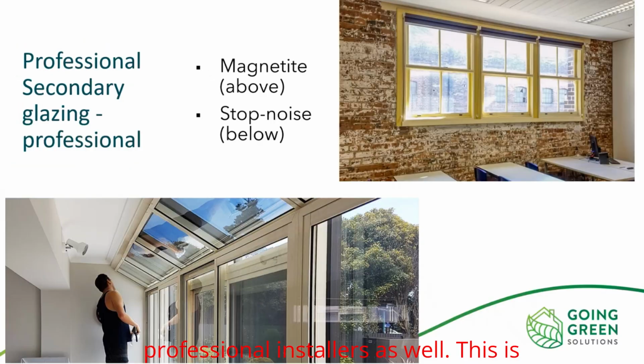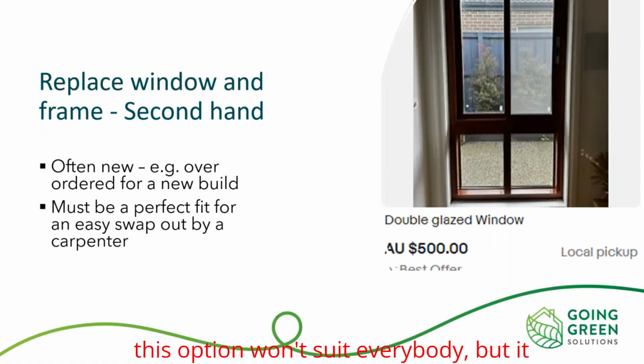These are some examples of more professional secondary glazing. I mentioned Magnetite, that's an example from their website, and Stop Noise, that's an example from their website. They all do that same thing where they put a second panel over the existing panel. Now, this option won't suit everybody, but it might suit some.